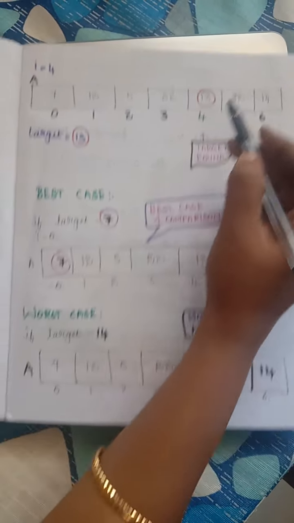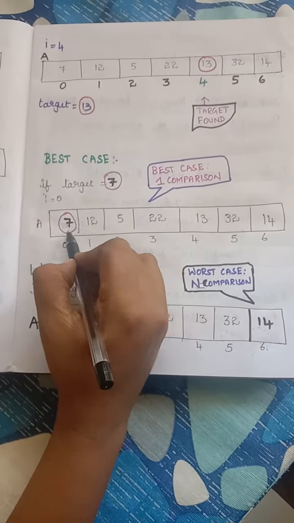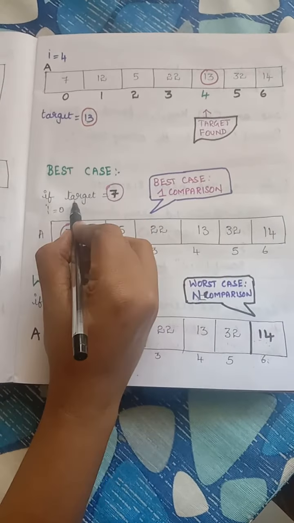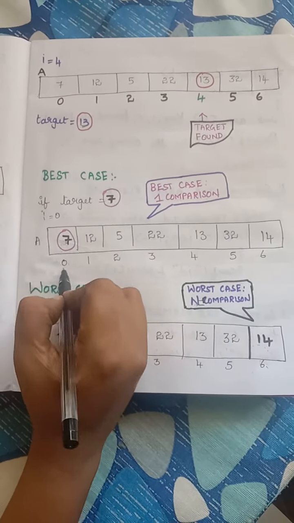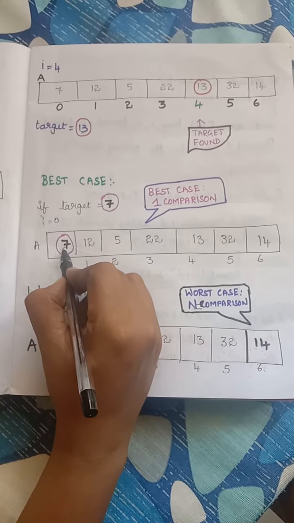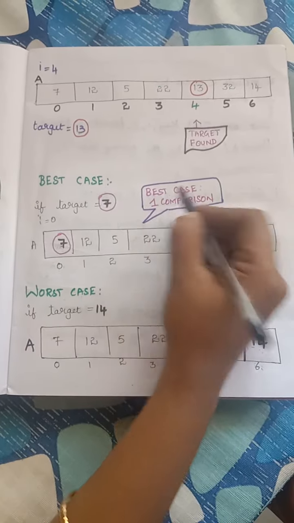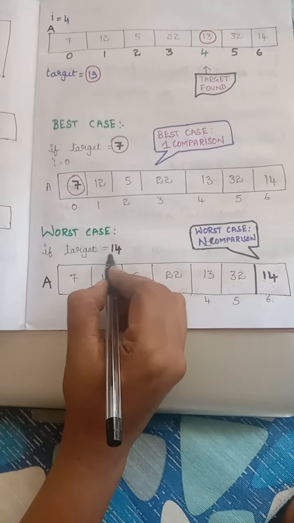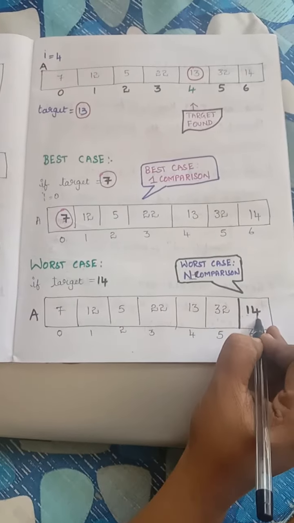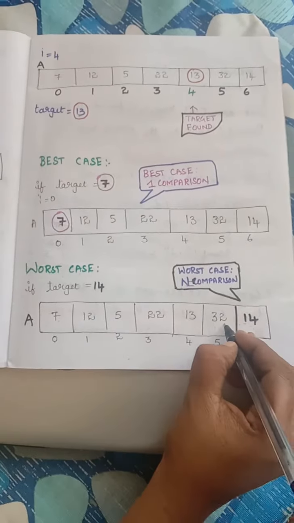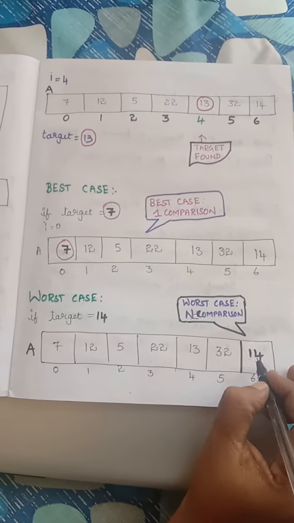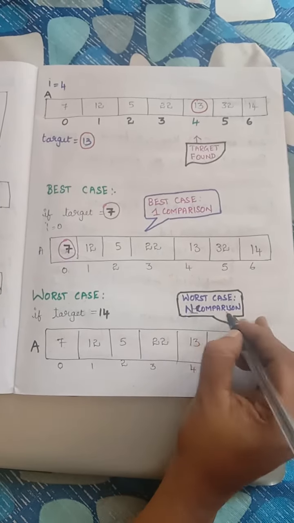Best case is when I find the element with the least comparison. Example, target 7 I am searching in the array and it is present at the location a of 0. With one comparison itself I am finding this. That is called the best case. Worst case, target 14 is searched in the array and it is present at the last position. To reach this place, I have to compare all the rest of the elements of the array and then go for 14 at the last position, which makes n comparisons. This is what is called the worst case.